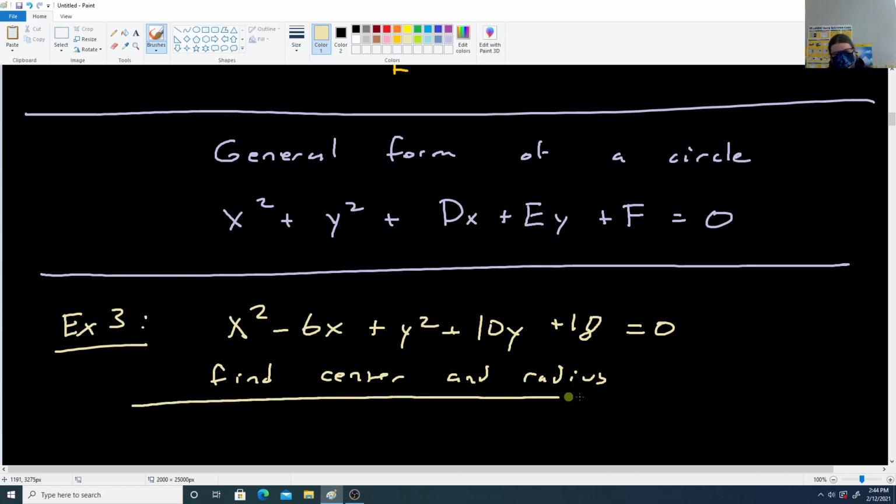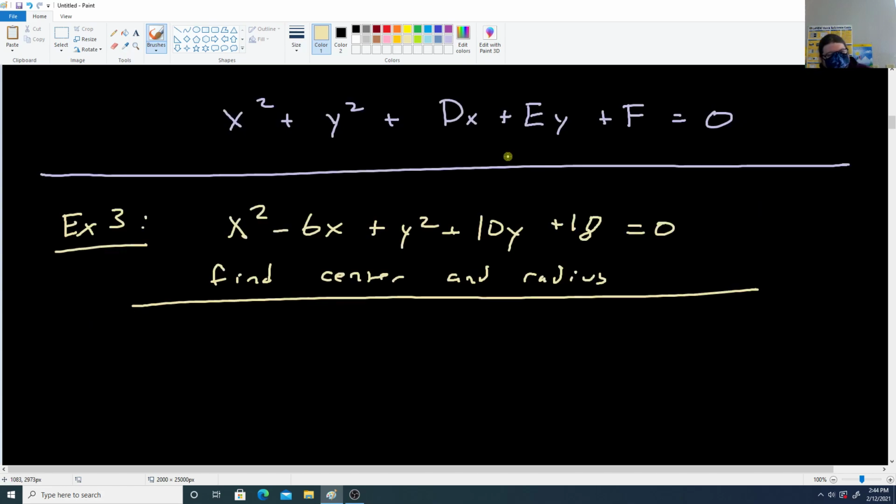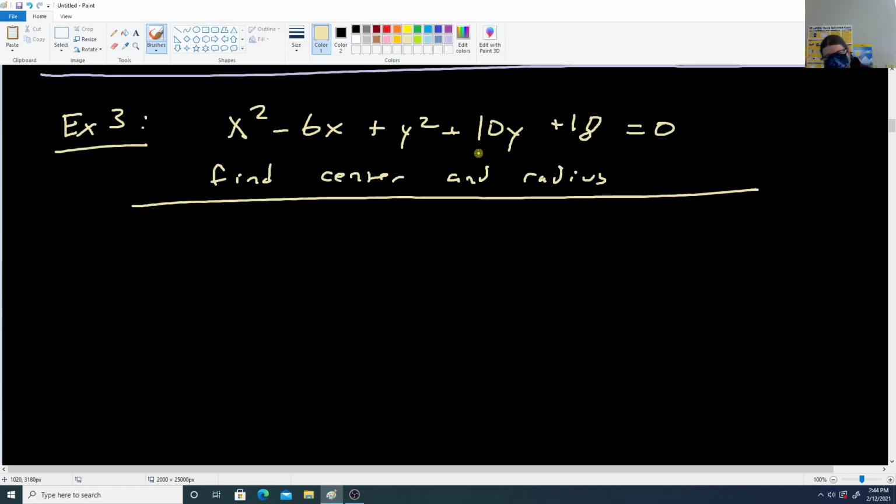So what this means to do is, we're basically going to use completing the square, and we need to get this into center radius form first, then we can pull the center and the radius out. So I'm going to get x squared minus 6x. I'm going to put a plus blank in there to complete the square on that first part. We'll get plus y squared plus 10y plus a blank to complete the square on the y part here.